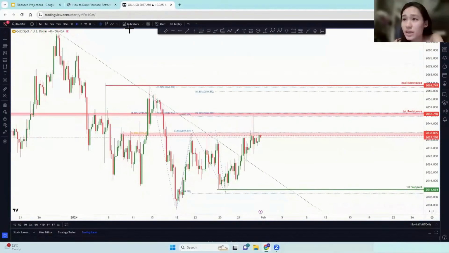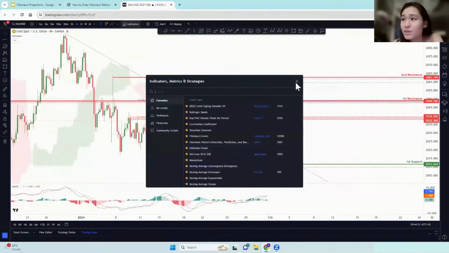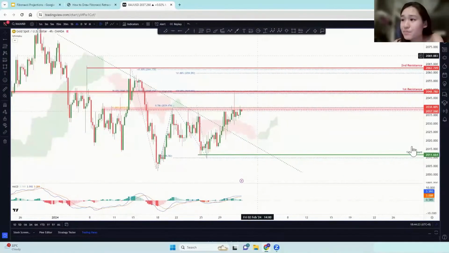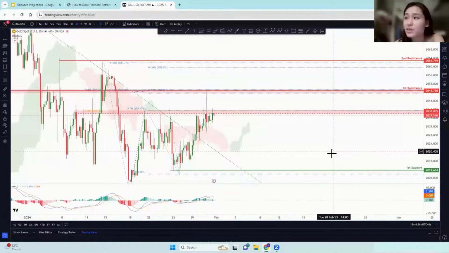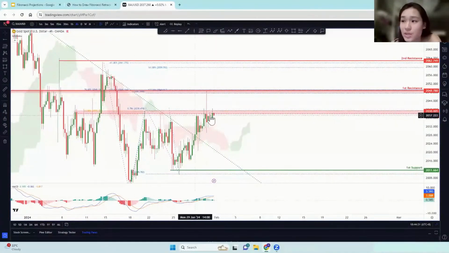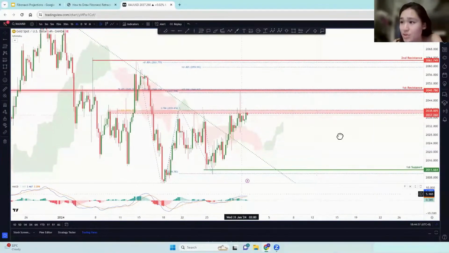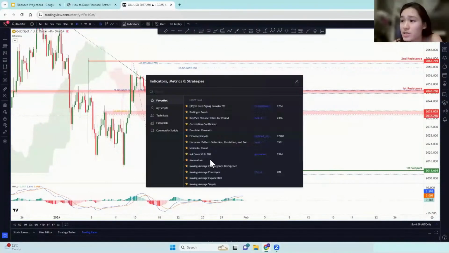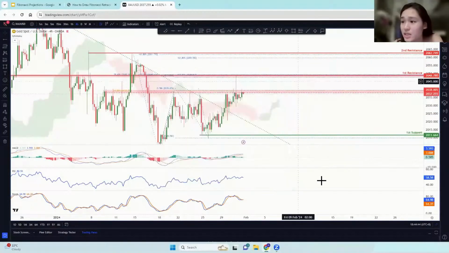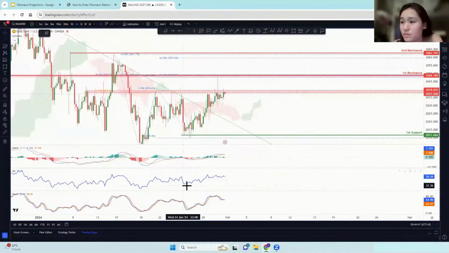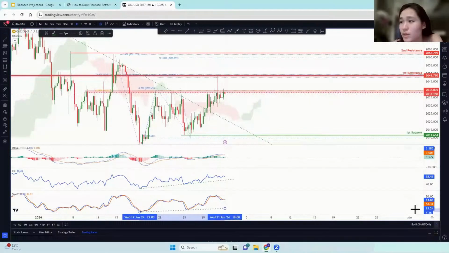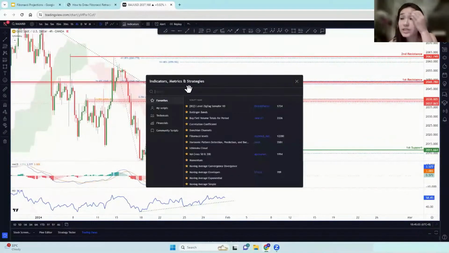So now let's support this analysis by using some indicators. I like to use Ichimoku and MACD because at one glance you can see exactly what the signals are. Price is moving above the Ichimoku cloud, so it's giving us a bullish signal. MACD is also giving us a bullish signal, so it also supports our analysis. And let's look at RSI and stochastic. RSI is also moving in an ascending trend line, but stochastic isn't telling us much.